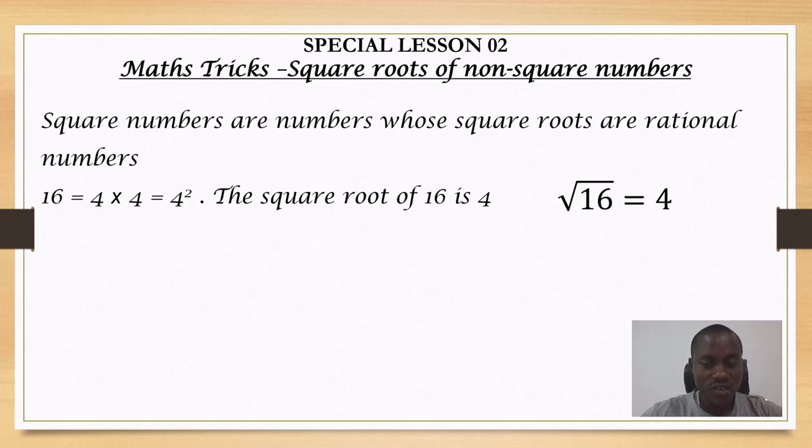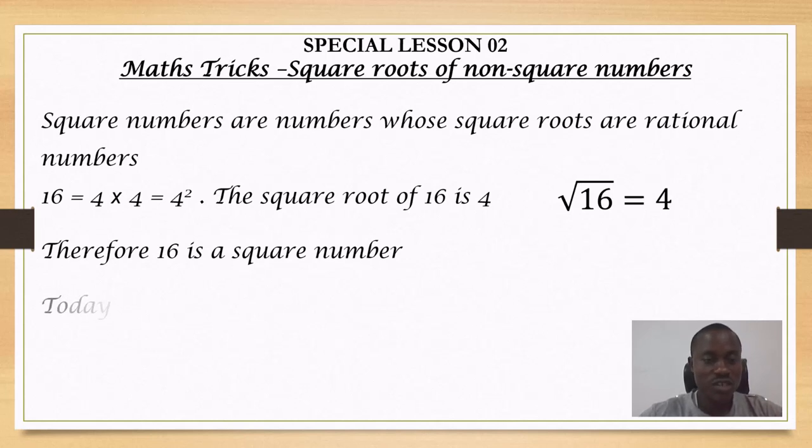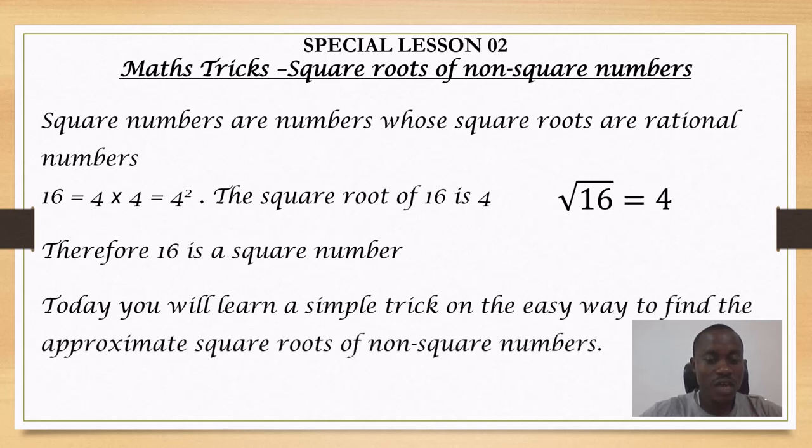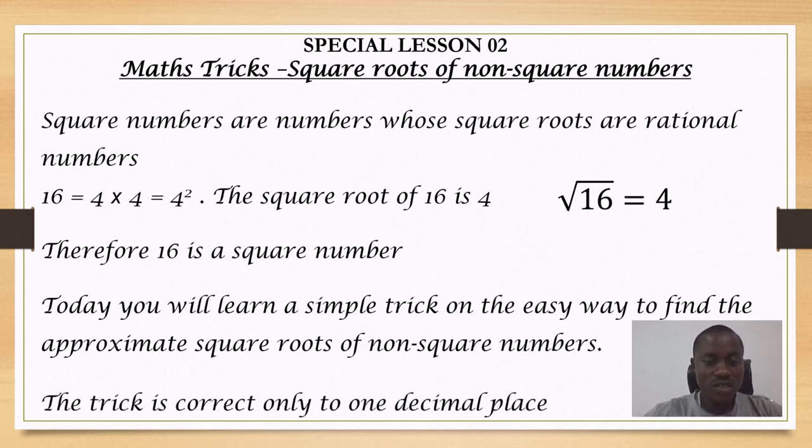Now, to get the square root of a non-square number, we can't just get it like this. You need a calculator or table. But today I want to show you a simple trick on how to find the square root of non-square numbers without a calculator, without a square root table. You have to have at the back of your mind that the trick is only correct to one decimal place. Anything beyond one decimal place, two decimal, three decimal place, I cannot guarantee the accuracy of this. So stick to one decimal place. Anything beyond that, you have to look for your calculator.